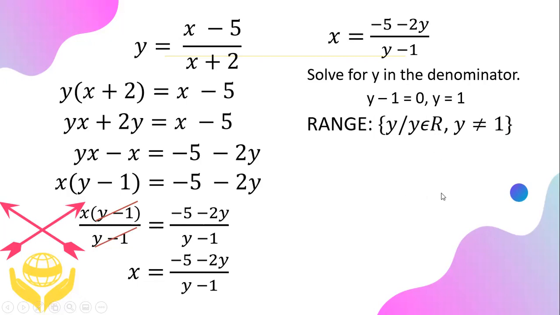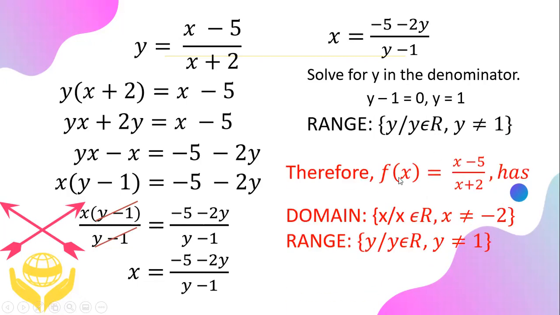So using the set builder notation, the given function f of x equals x minus 5 over x plus 2 has the set of domain and range as this one. Okay, so any question on that? I hope none. Okay, so good luck on your written output number 2, because written output number 2 deals with finding the domain and range of the given rational function.